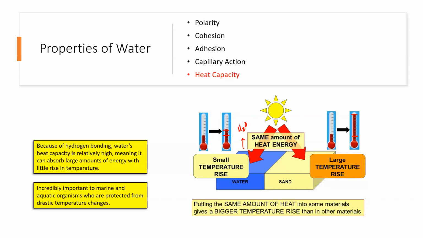Right? Why is that important? It's incredibly important because marine and aquatic organisms or aquatic ecosystems are protected from drastic temperature changes. We don't want those aquatic organisms to be subjected to the same temperature increase that a land animal would be subjected to on a beach, right? Because aquatic organisms literally live in the water. They can't escape the water. And so they're really subjected to the change in temperature, and we do not want that to be drastic.